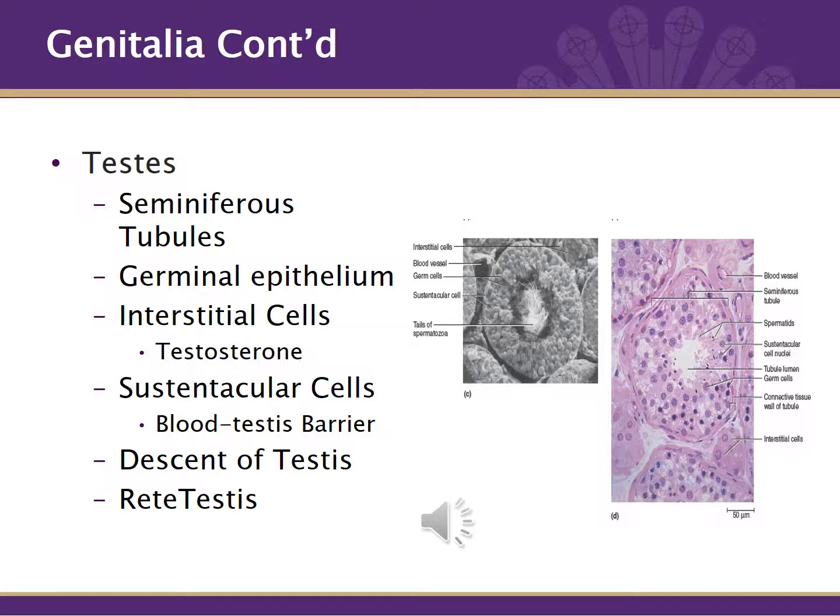The testes contain smaller internal compartments called lobules. Inside the lobules, the seminiferous tubules are found. The seminiferous tubules are the primary site for sperm production in the male system. Inside the tubules, there is an outer layer of germinal epithelium and an internal layer of sustentacular cells. The hollow space in the seminiferous tubules is known as the lumen.